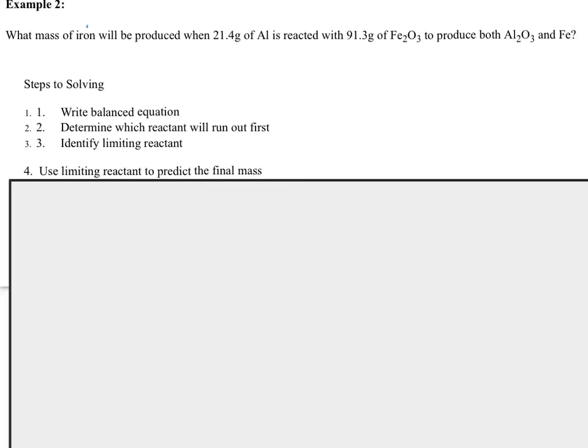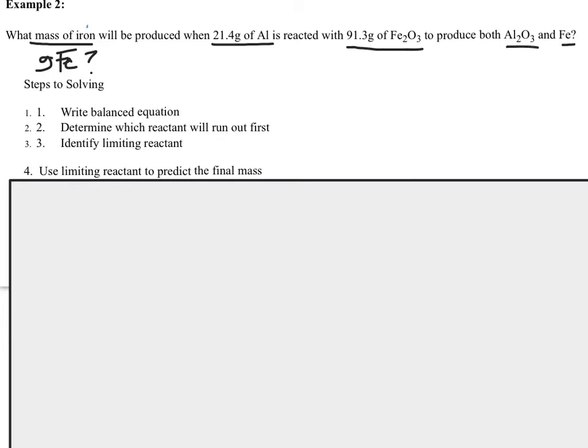Example problem number 2, we're going to do the same thing. We are now going to write the balanced equation. So we want to know what mass of iron. So in the end, we are going to want to find grams of iron, okay? What mass of iron will be produced when 21.4 grams of aluminum is reacted with 91.3 grams of iron 3 oxide to produce aluminum oxide and iron?